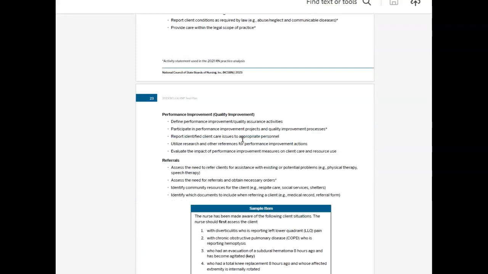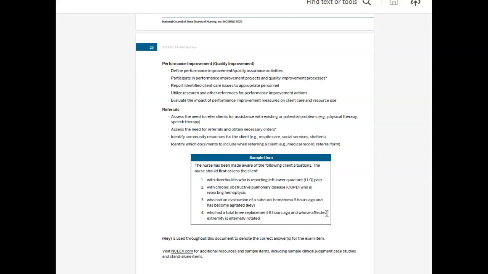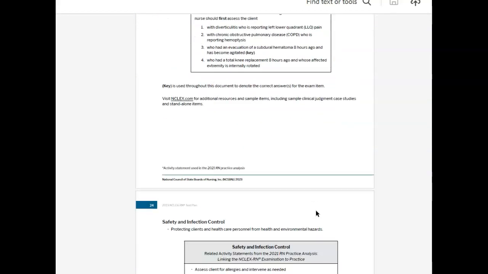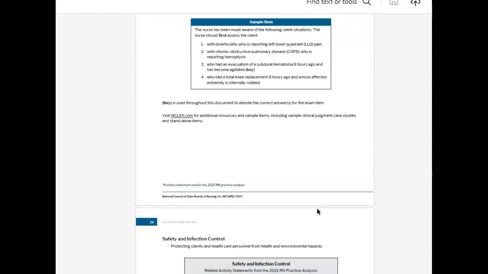All of this content is under management of care, and then it gives you a sample question with a key that you can look at. Let me let you look at that for a second while we're here. The nurse has been made aware of the following client situations. The nurse should first assess the client with diverticulitis who is reporting left lower quadrant pain. I would expect that with a client with diverticulitis. Then the client with chronic COPD who is reporting hemoptysis, so coughing up a little bit of blood. It doesn't say how much it is.